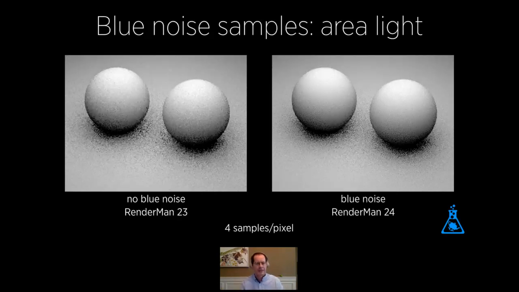Here's the same scene rendered with 4 samples per pixel. Here, the difference between blue noise and not is not quite as clear, but it's definitely still there. And the advantages kind of taper off with higher sample counts.